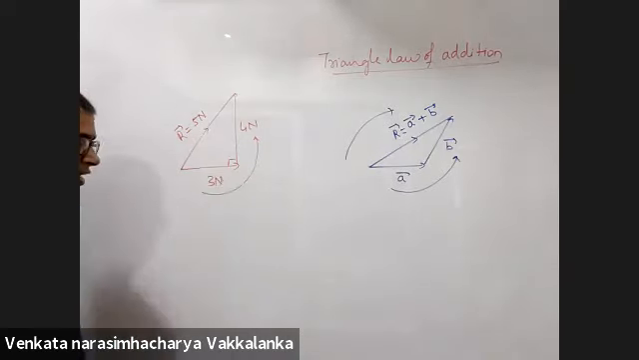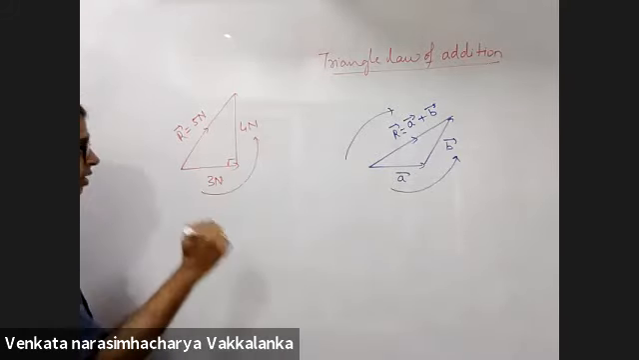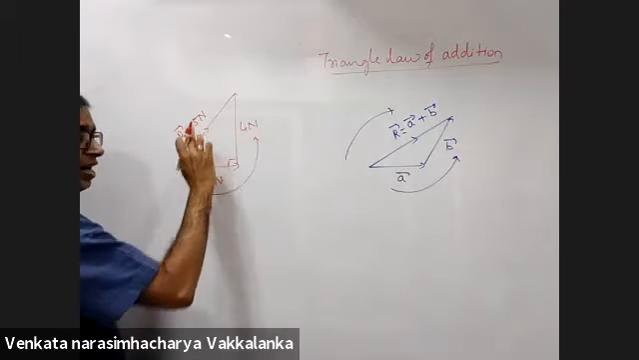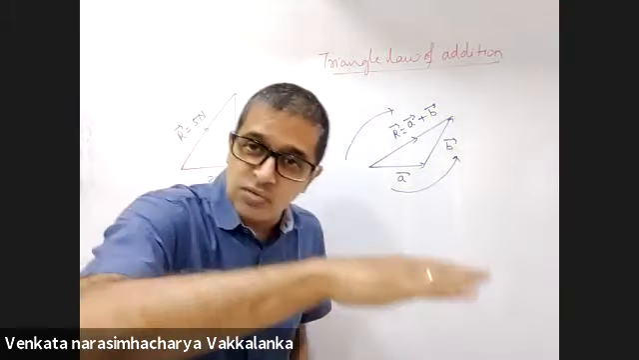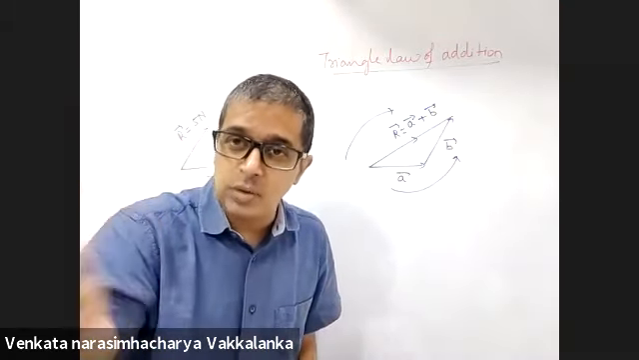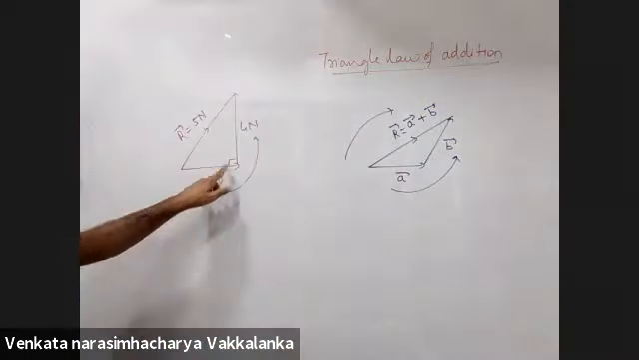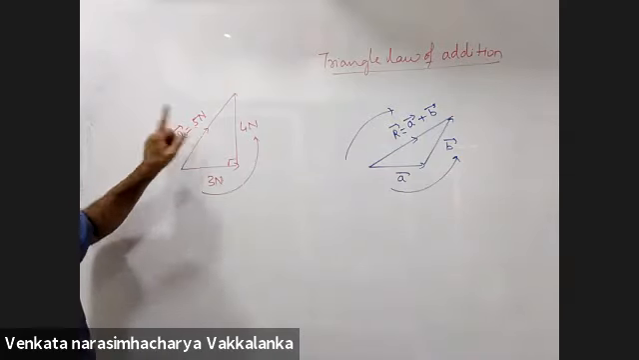Here this is 90 degrees. What are you trying to tell me here? Listen carefully. Resultant is 3 plus 4. You write 7 here, it will be wrong. 3 Newton plus 4 Newton will be 7 Newton only if they are in the same direction. Here they are perpendicular. So resultant will be 5 Newton.